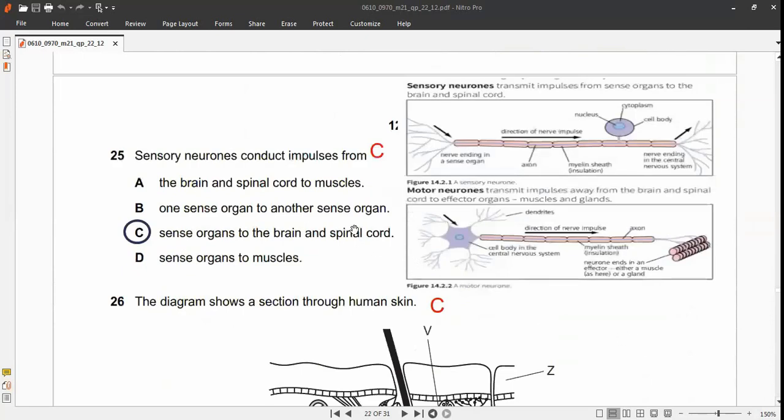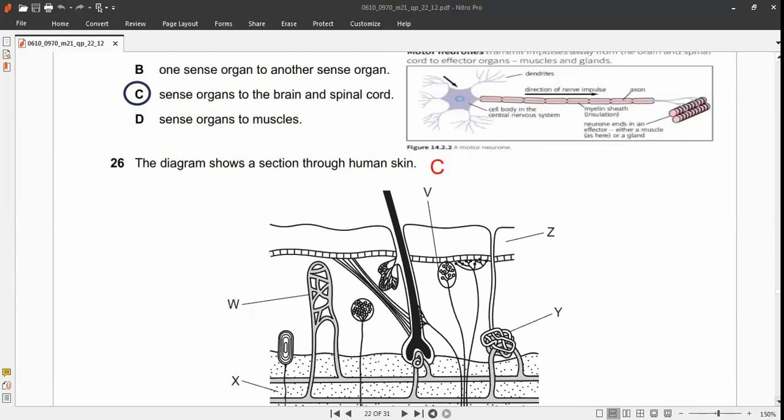Sensory neurons conduct impulses from where to where? Sensory neurons transmit impulses from sense organs to the brain and the spinal cord. But motor neurons transmit impulses away from the brain and the spinal cord to effector organs like muscles and glands. So answer A is for motor neurons, but the question asked about sensory neurons, which conduct impulses from sense organs to the brain and spinal cord.